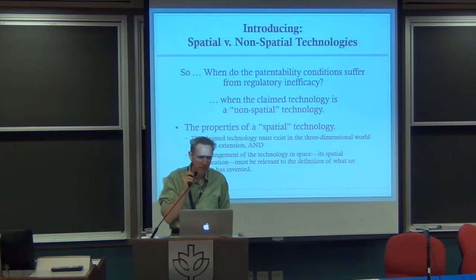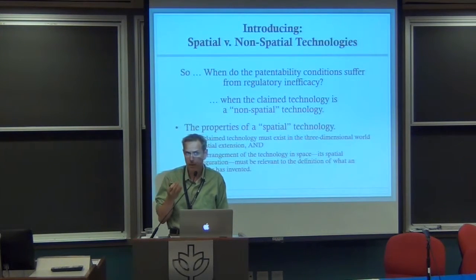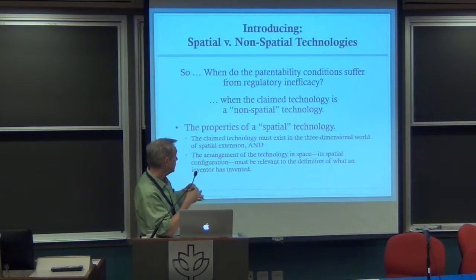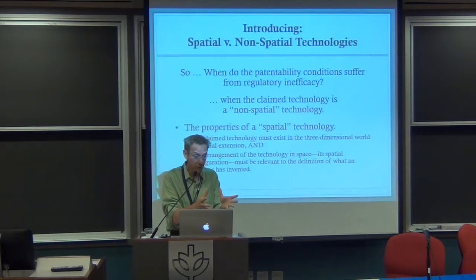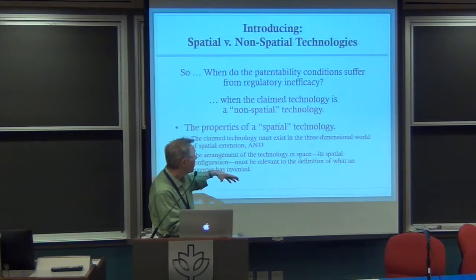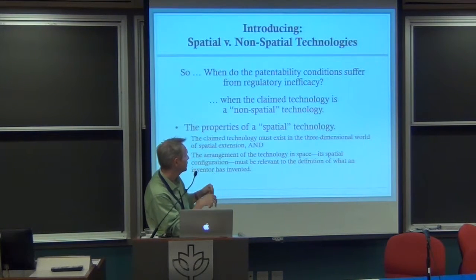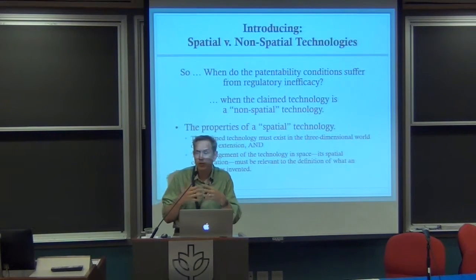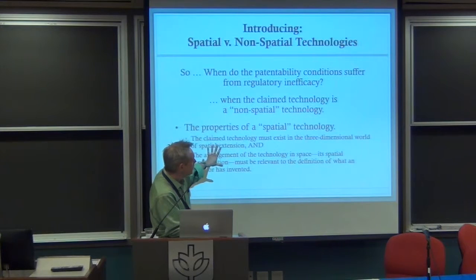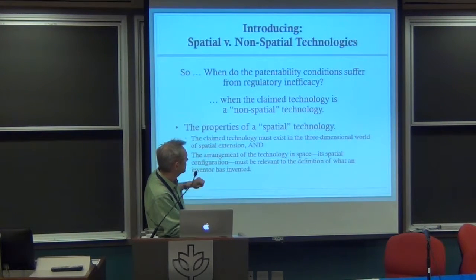Now this is a very fundamental set of properties that most all technologies that are patented possess. So it's only going to be a very small fraction of technologies that I would end up calling non-spatial. Spatial technologies are simply technologies that exist when they are infringing embodiments in the three-dimensional world of spatial extension. And furthermore, their spatial extension, that is, their spatial configuration, the arrangement of the technology in space, has to in some way be relevant to the definition of what an inventor has actually invented. I'll come back and look at this a little more in detail by talking about some examples of non-spatial technologies.